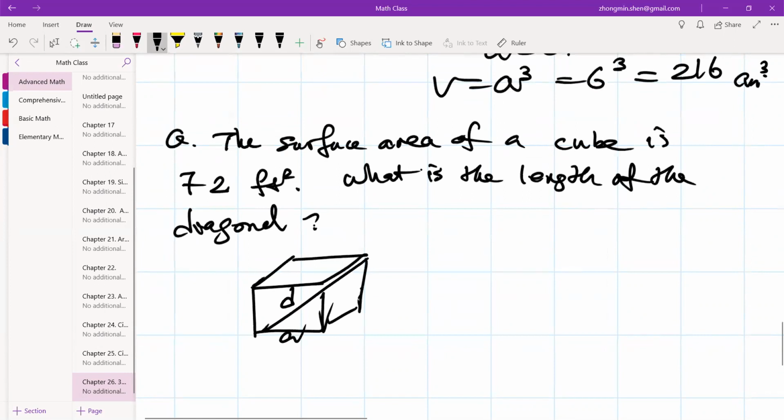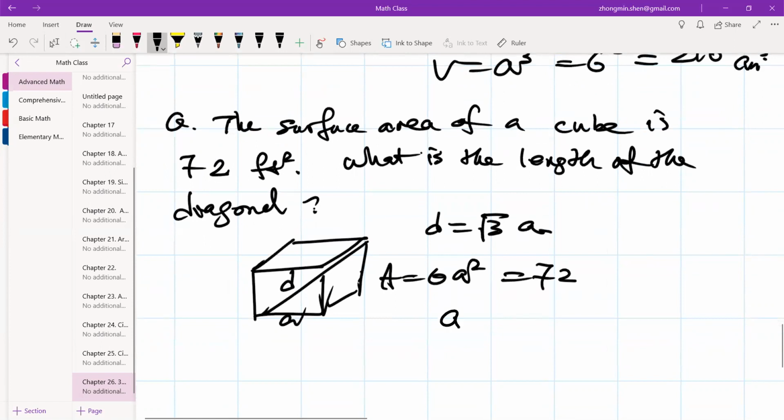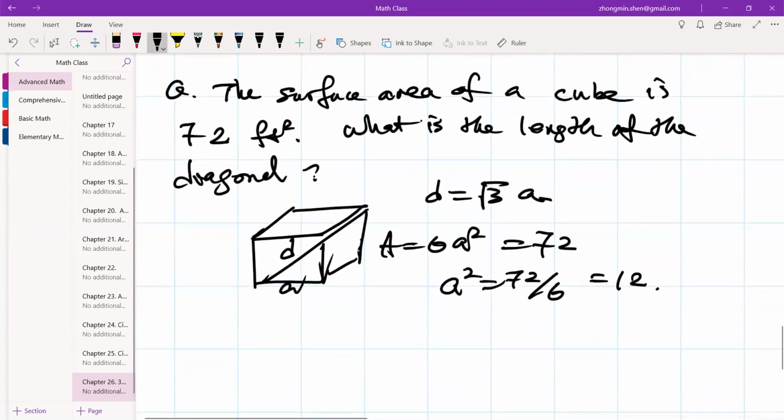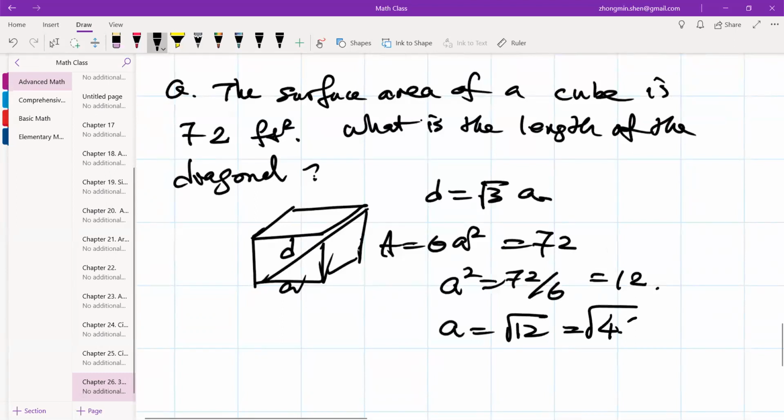You draw the picture again, and then you write down the formula. What you're given is 6A squared equals 72. So how do you solve that? A squared equals 72 divided by 6, which is 12. A squared is 12, so you have to solve for A. A is the square root of 12, which is 4 times 3, so it's 2 square root of 3. So that is A.